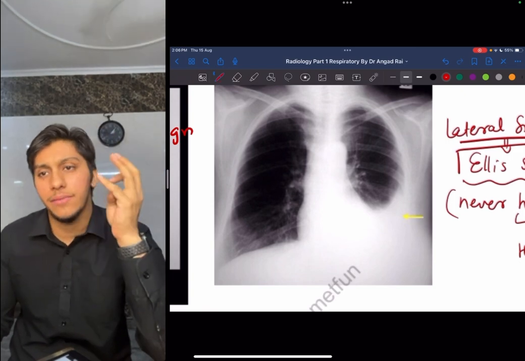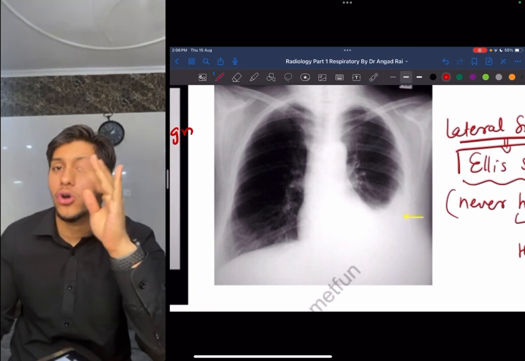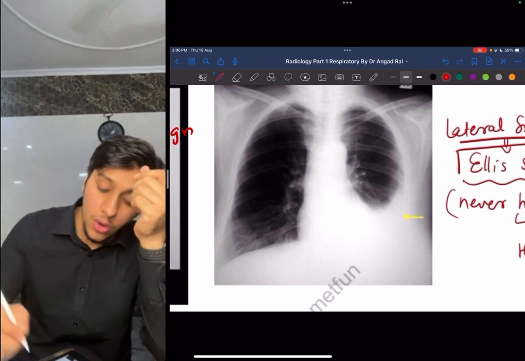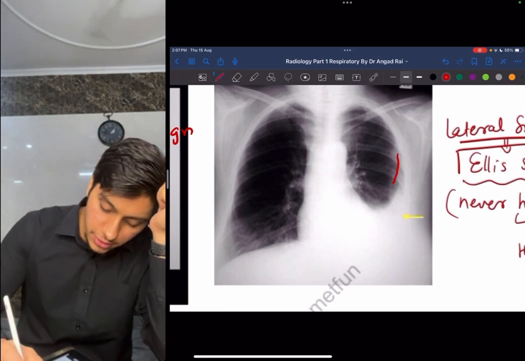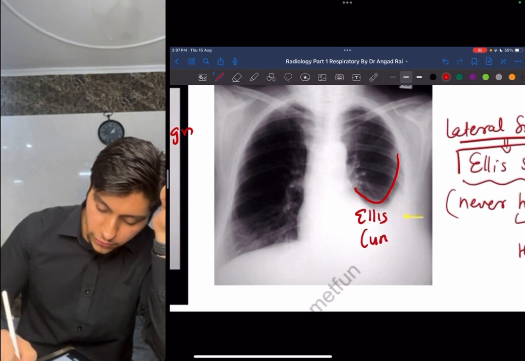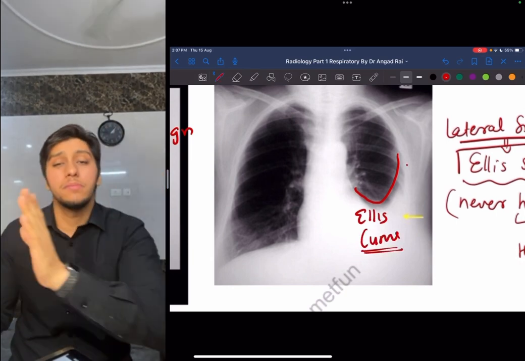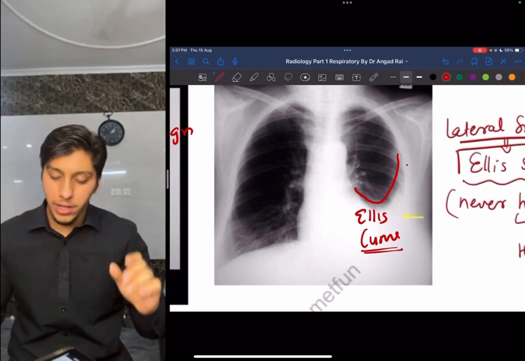You have to think about consolidation, or you can think about collapse, or you can think about pleural effusion. Now, how I know this is pleural effusion is because you see there is a curve over here. This curve is known as, guys, the Ellis curve. Okay, remember the lateral part is going to be much longer, and this is seen in pleural effusion.